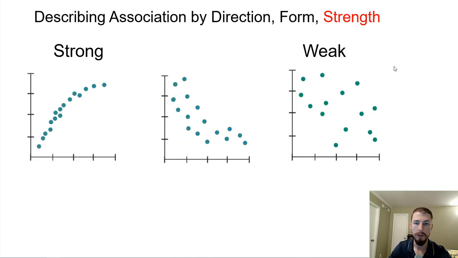We describe an association by direction, form, and then strength. So this would be strong. And keep in mind, it does not have to be linear for it to be a strong association. It could be curved and still a very strong association. This is curved as well, but it would be a moderately strong association. Then over here, we have a weak association. It looks like there might be some association over here because there's nothing in the bottom here. So it is a negative association, but it's a weak one.